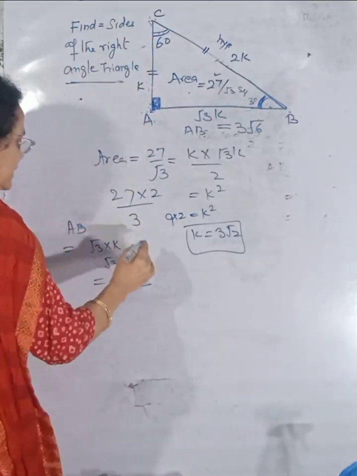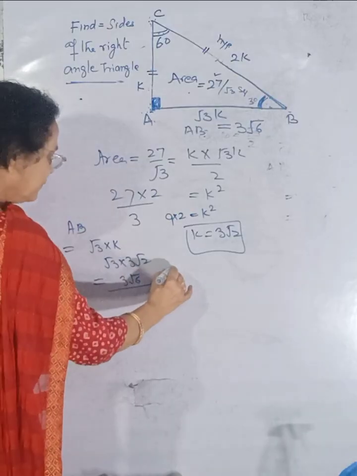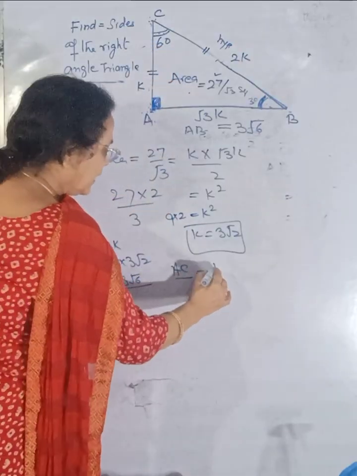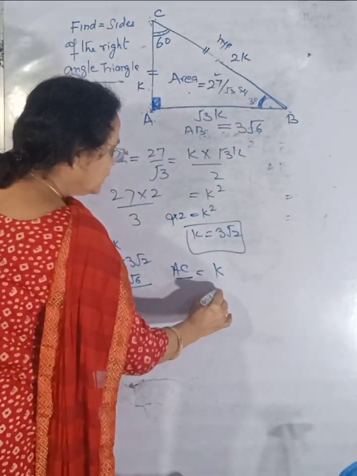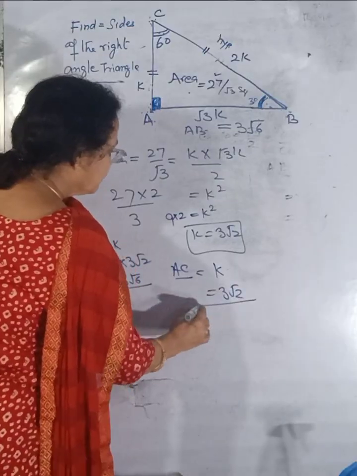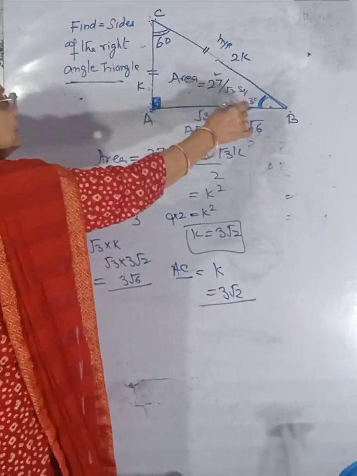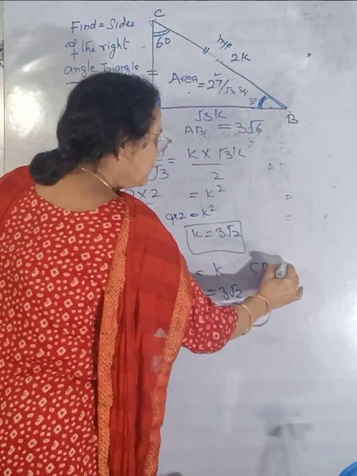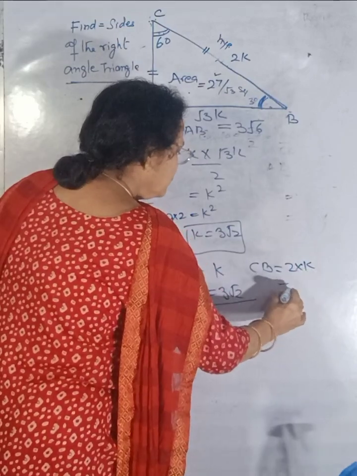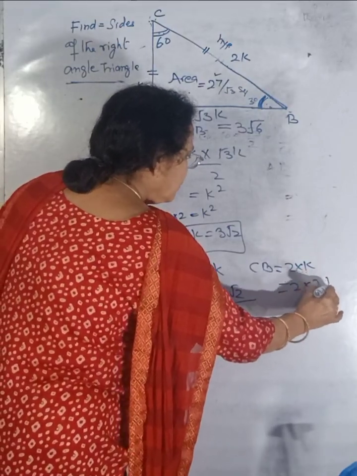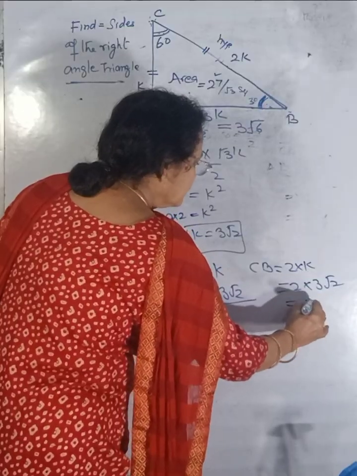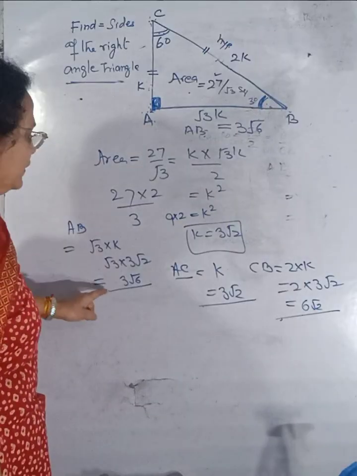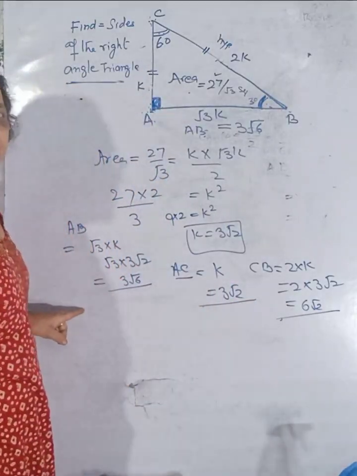Now this is AC. AC is equal to simply k, and the value of k is 3 root 2. Now the value of CB: CB is equal to 2 times k, that is 2 into 3 root 2, which is 6 root 2. These are the lengths of the three sides of the right angle triangle.